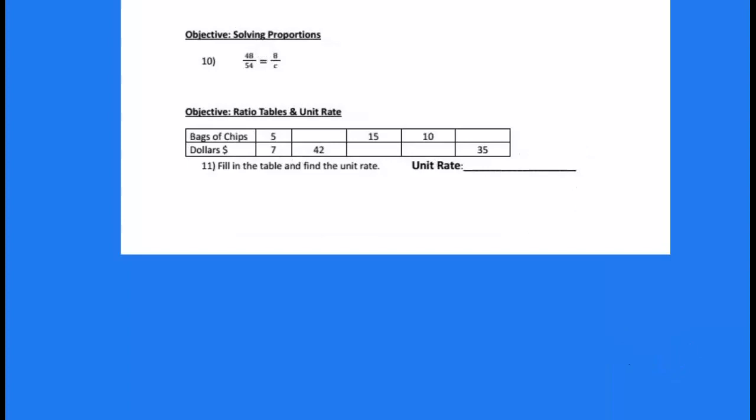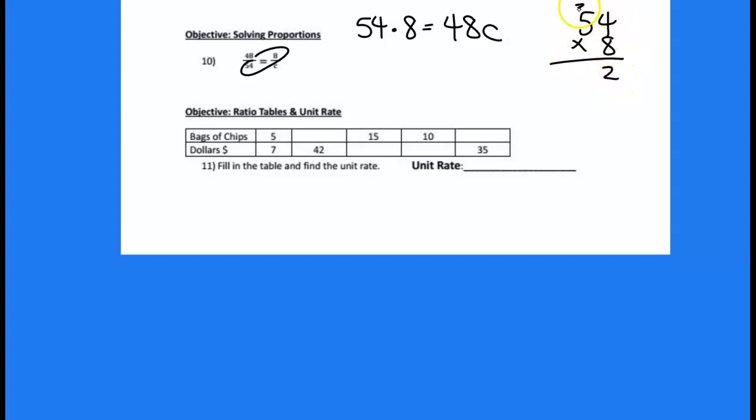Objective 10 is solving proportions. We are going to cross multiply. 54 times 8 equals 48C. 54 times 8 is 432. We're going to divide by 48.